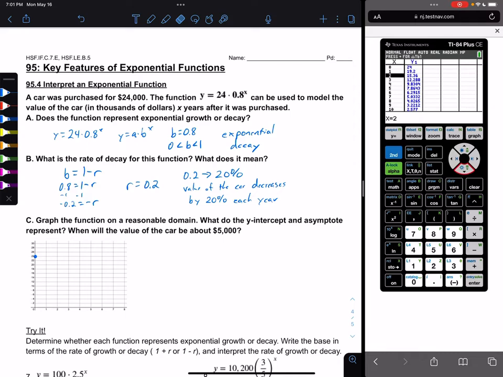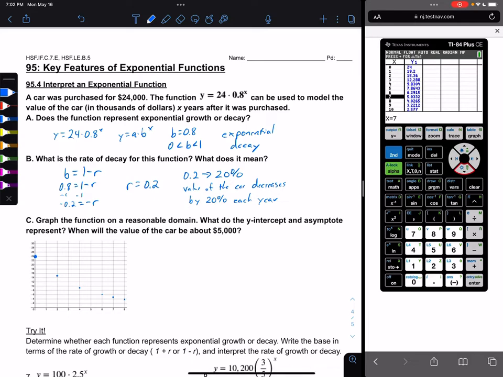So let's go with year 2. That matches up with about 15. So year 2 and 15 would be somewhere around there. Year 4 is a little less than 10. Year 7 is about 5. Keep that one in mind because we're going to use that in a minute. And let's go with year 6, so 6.2 would be somewhere about there. And then year 8 is at like 4,000.